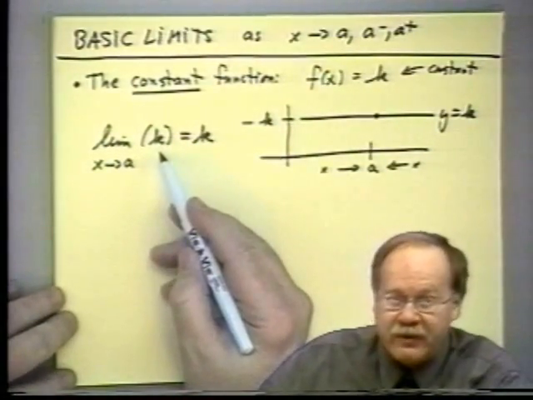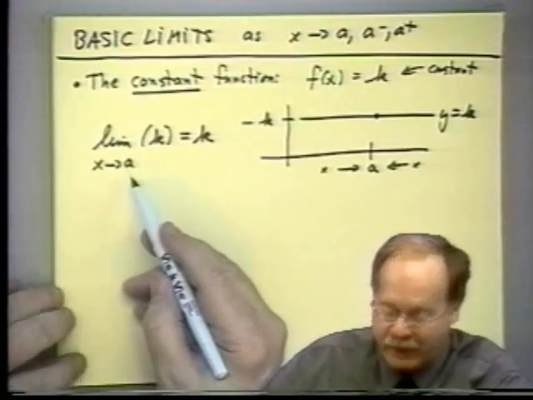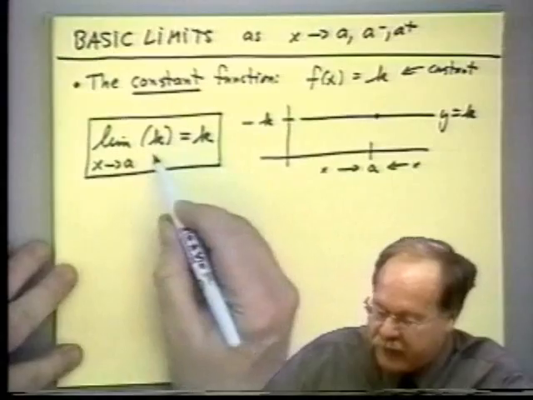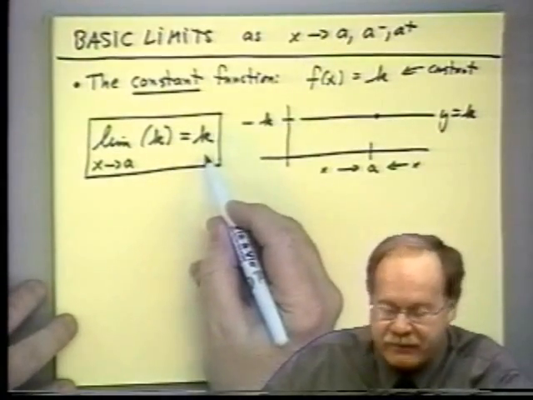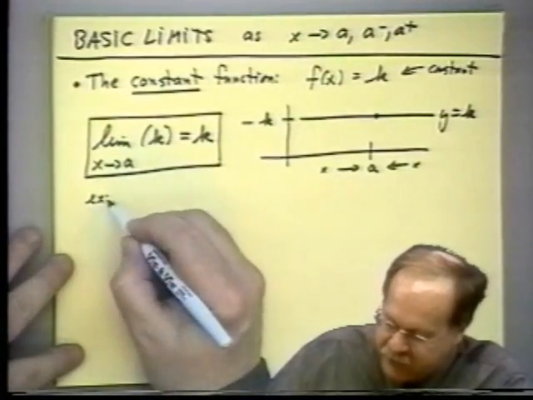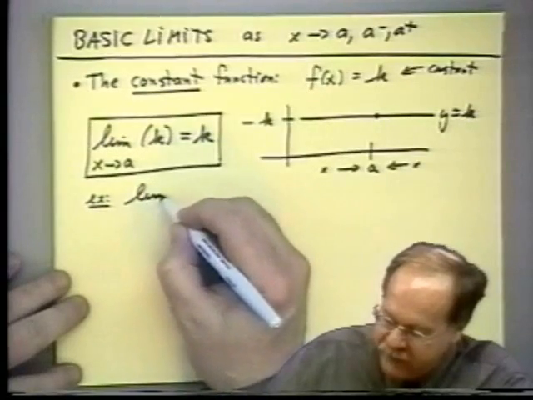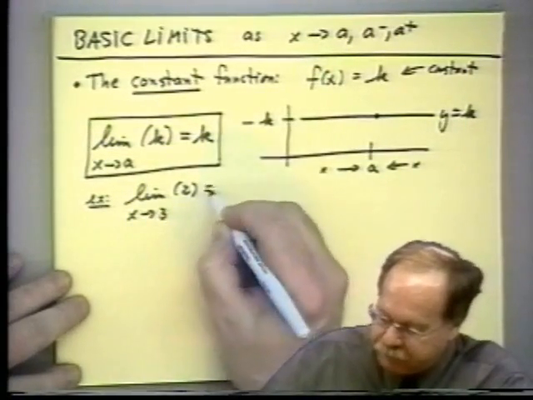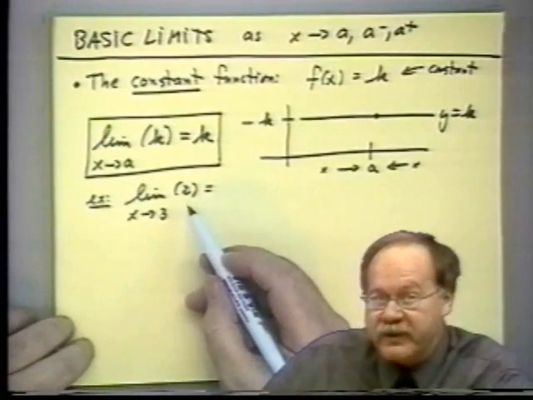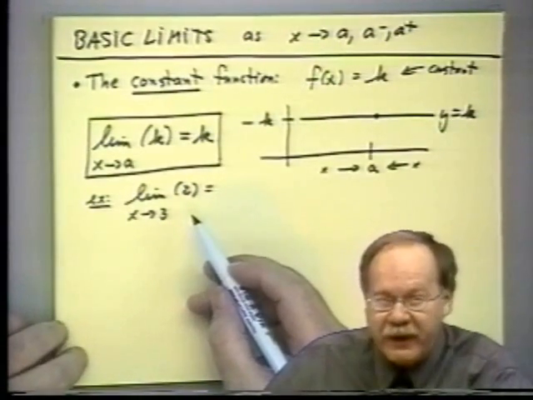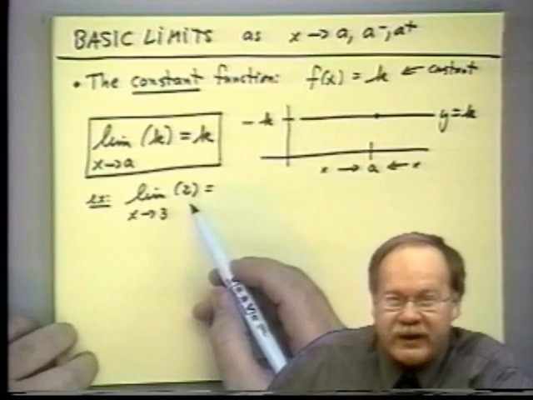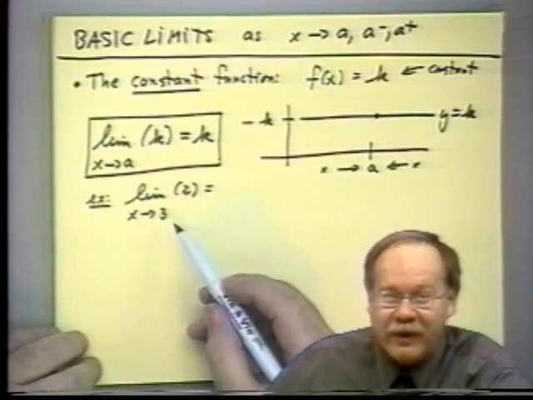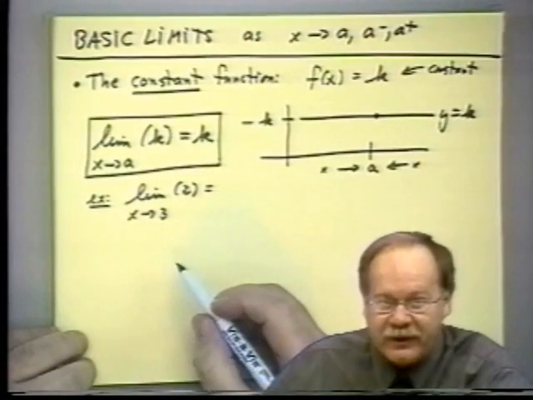Constants are constant. They don't change. It doesn't matter what x is doing. So the way we say that is the limit of a constant is that constant. And if you want a simple example, you might say, what is the limit of 2 as x approaches 3? Now if you understand the concept, you have no difficulty writing this down. If you don't understand the concept, I have seen students who try to multiply 2 and 3 or add 2 and 3 or do some other operation.